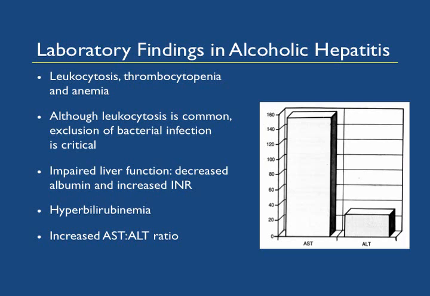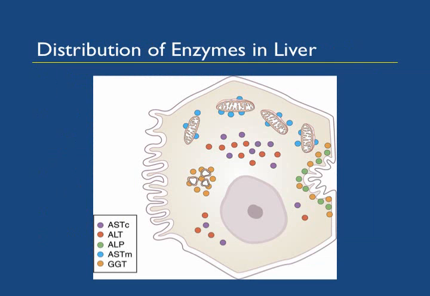Hyperbilirubinemia, as I mentioned before, was also very common and occurs as a very prominent characteristic of alcoholic hepatitis. Bilirubins can rise very high, easily to the double digits. Most characteristically is the increased AST to ALT ratio, which is usually more than 2 to 1 and sometimes more than 3 to 1. The reason for this characteristic ratio of AST to ALT can be demonstrated in this picture.